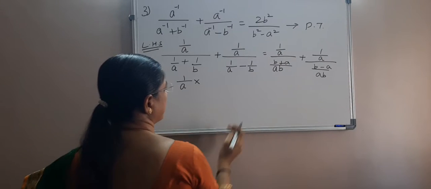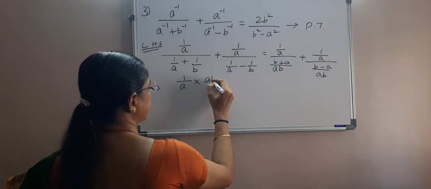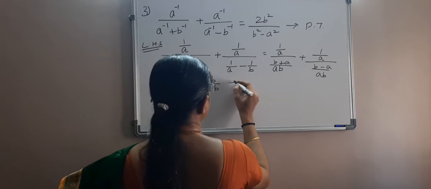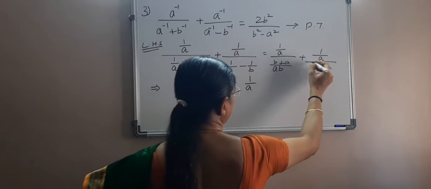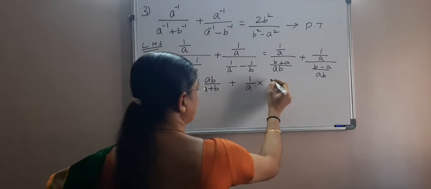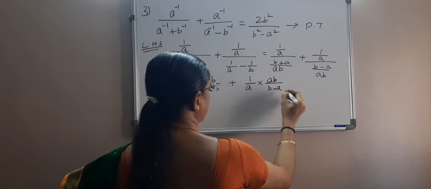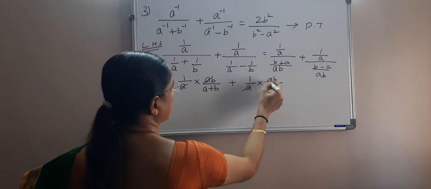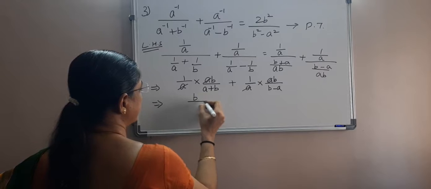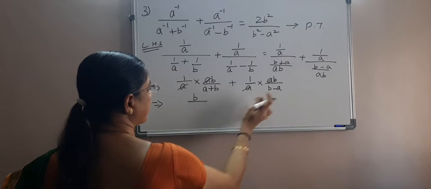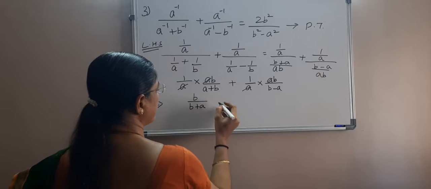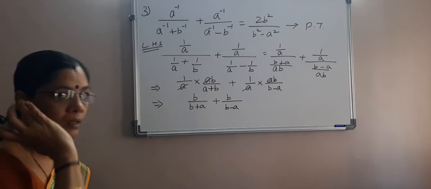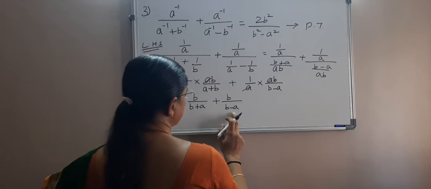Multiply by just the reciprocal of the denominator, so we get ab by a plus b. Now this is plus 1 by a, again 1 by a, the whole divided by becomes multiplication, so ab divided by b minus a. Do you understand? Now here a gets cancelled, the common term gets cancelled, and you have b divided by b plus a, plus b divided by b minus a. Since this is b minus a, I am taking this to be b plus a.